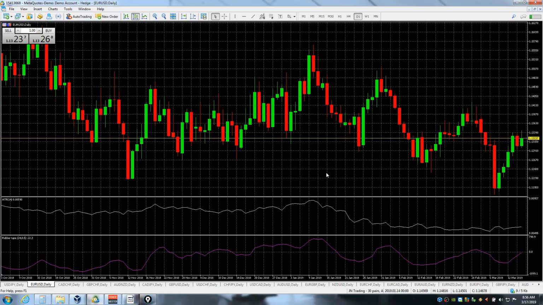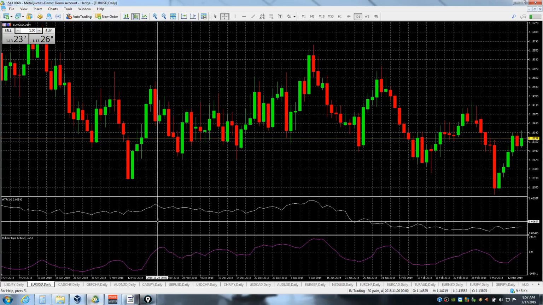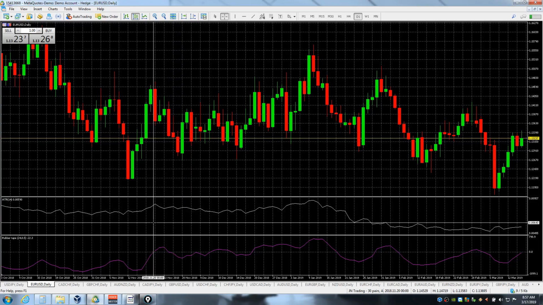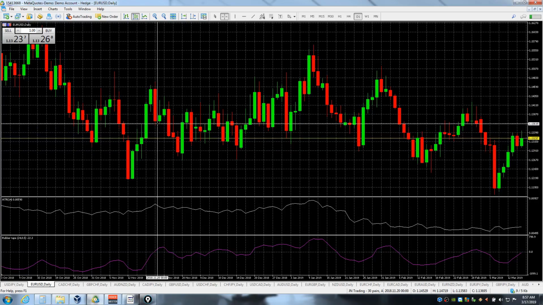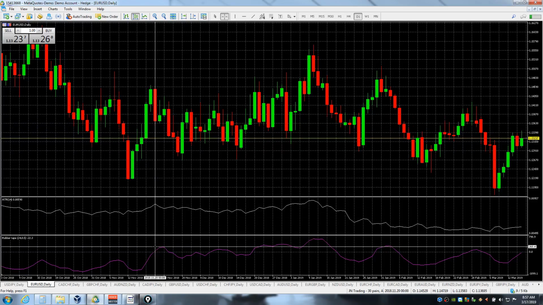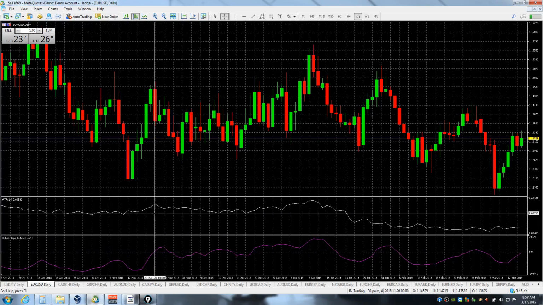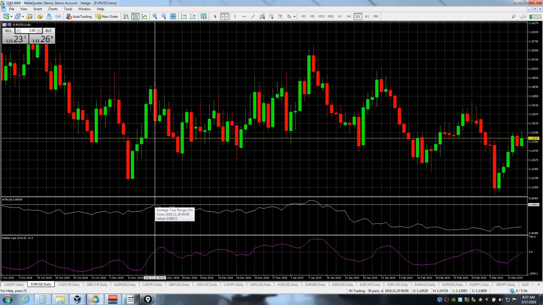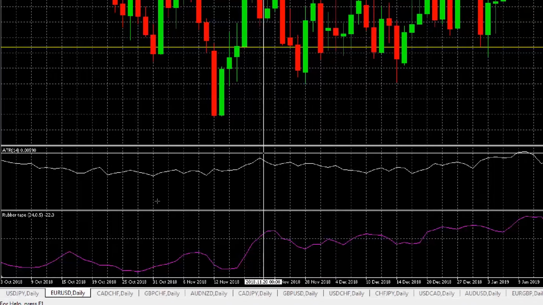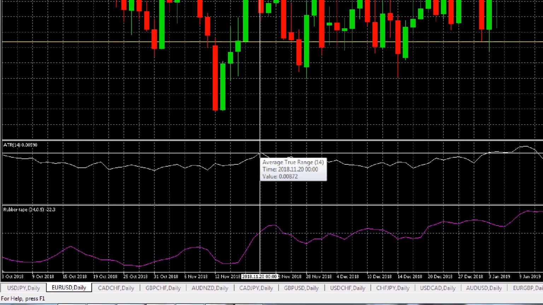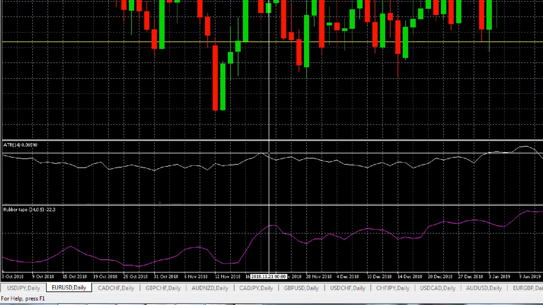So let's test another one. How about we test this one over here? This red candlestick right here, because it's crossing above the line, so we're going to go long on this one. Let's look at the ATR. Let me zoom in here for you. It's 0.0087, so 87 pips.